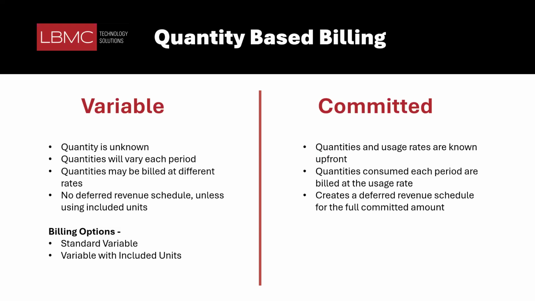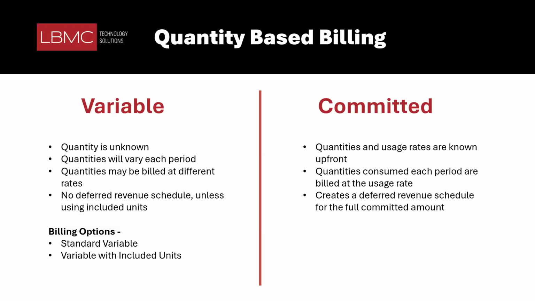With variable, you do have those billing options of having a standard variable, which again would have no deferred revenue, and variable with included units. Those included units would have that deferred revenue schedule, but we'll look at those a little bit closer here in a second. The second option that we can have with quantity based billing is committed quantity.